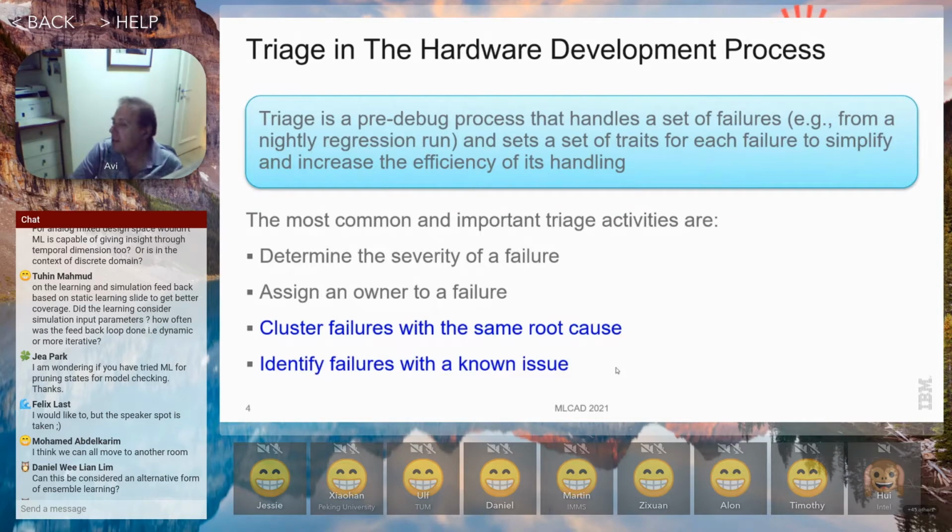The second thing is, if we have failures that we already know the root cause of, or we already found an example of this root cause in the past, we want to associate the new failures with the known issue that we had, and therefore save time doing duplicate debug work. Those two things are unique to the development process triage, and actually those are the two items that I'm going to focus on in the rest of the talk.